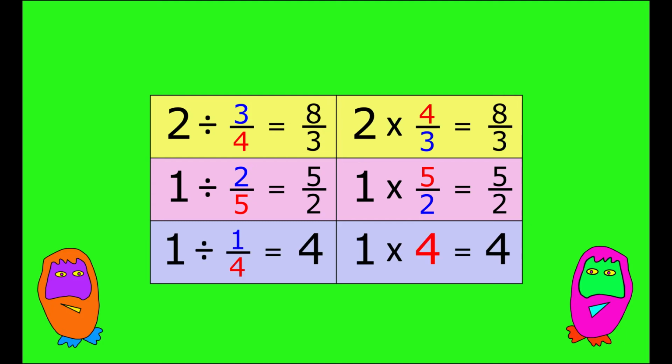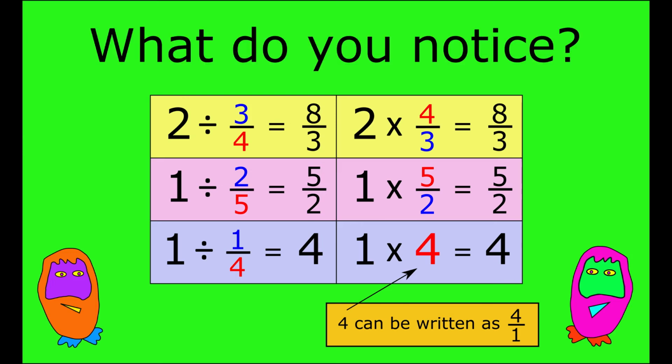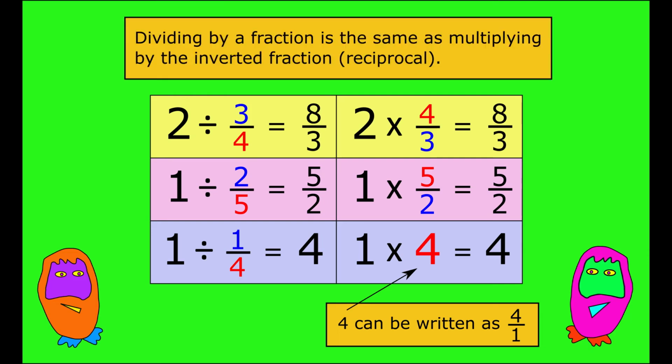If you have 1 divided by a quarter, that would give you 4. Now, that's the same as 1 times 4, which equals 4. And 4 can be written as 4 over 1. What do you notice? Maybe you've seen that when dividing by a fraction, it's the same as multiplying by the inverted fraction. And the proper name for that is called the reciprocal.